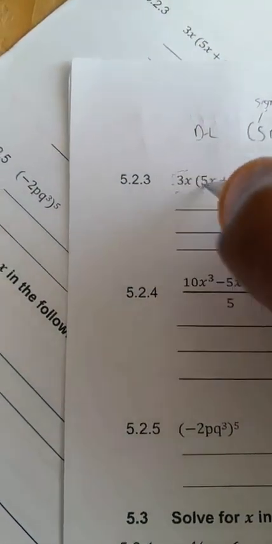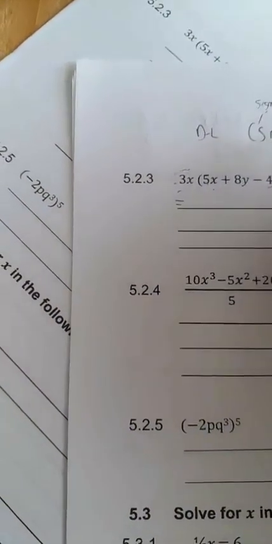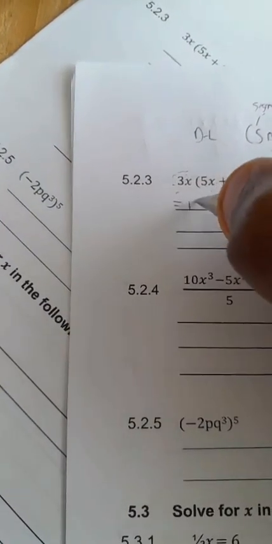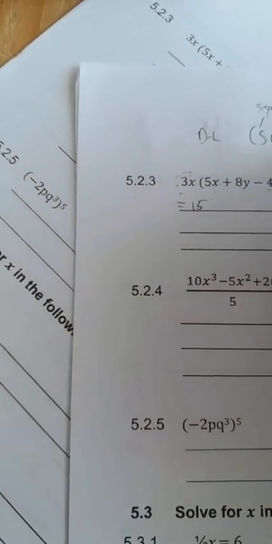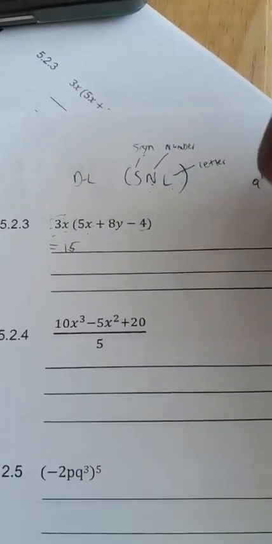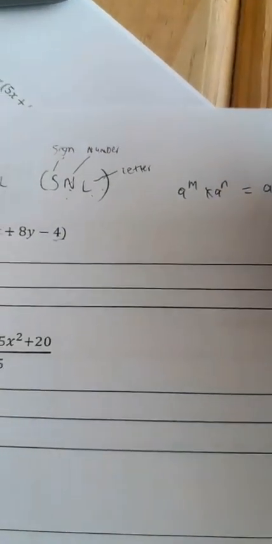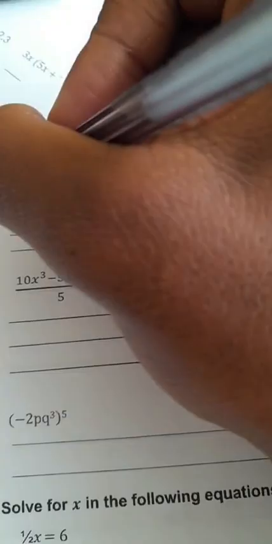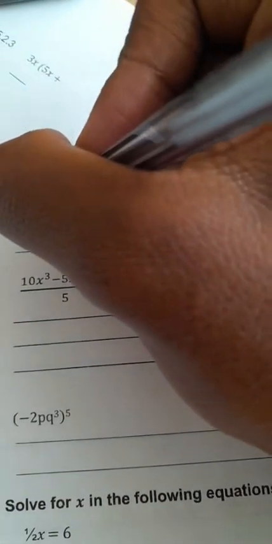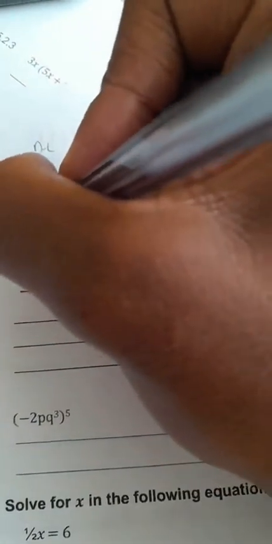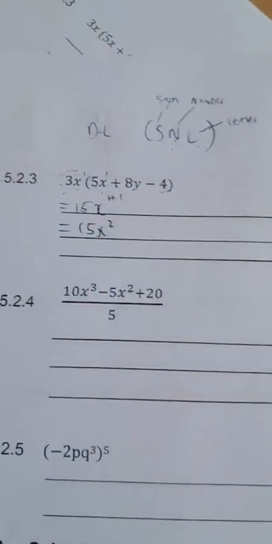3x times 5x, sign first. Positive times a positive gives us a positive. So sign sorted. Then we move on to the number. 3 times 5, 15. Then we move on to the letter. X times x. When we multiply same bases, we keep the base, we add the exponent. So this is x to the power. We know there's 1 and 1. What's 1 plus 1? That will give us 15x to the power 2.